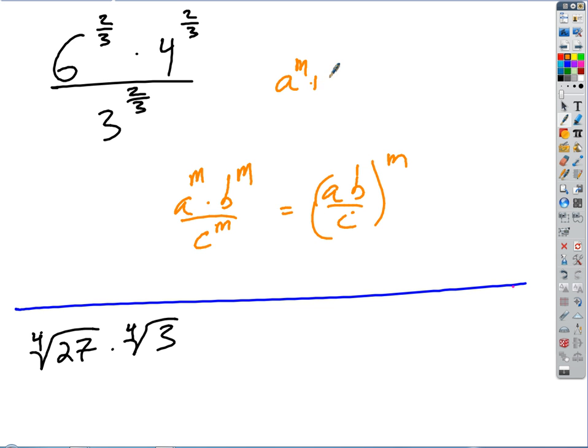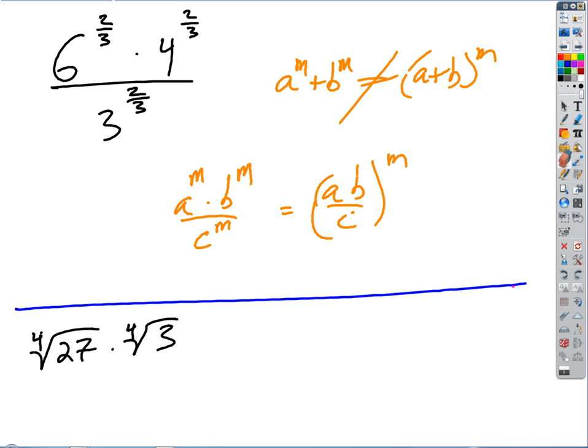A to the m plus b to the m is not equal to a plus b to the m, right? That doesn't work. When you're adding or subtracting, it just does not apply. But when you're multiplying and dividing, sure it does. If you've got factors that are multiplied or divided that have like exponents, I can undistribute those exponents. That's very helpful here, isn't it?